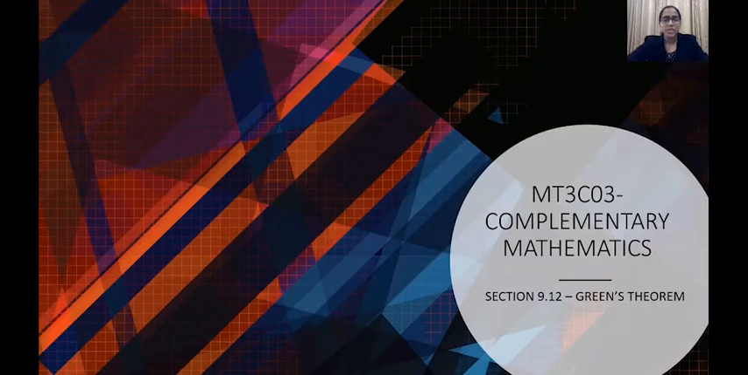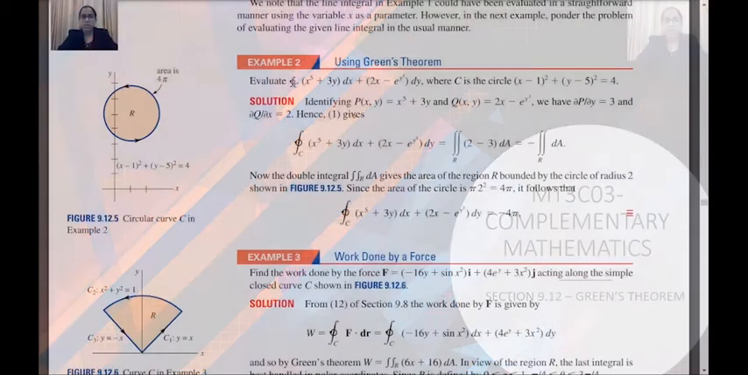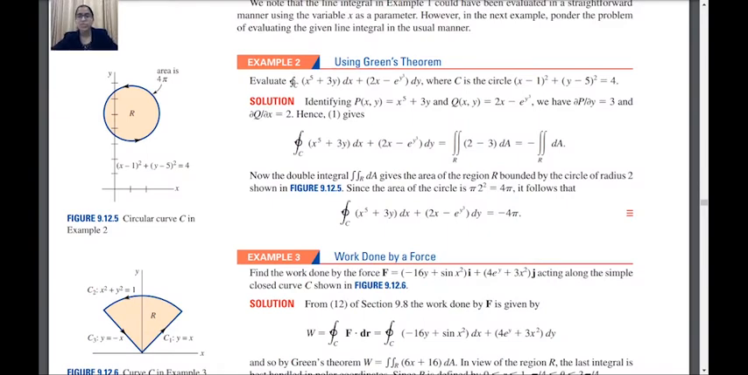Let us continue with our section on Green's theorem. In the previous lecture, we had discussed what Green's theorem was, and we had seen an example which depicted how to use Green's theorem. Now we will move on to a few more examples which are given in your textbooks. So let's see example 2.